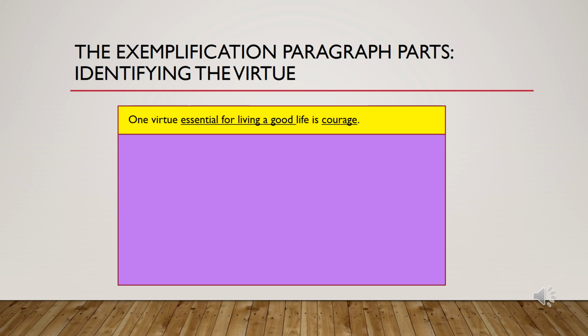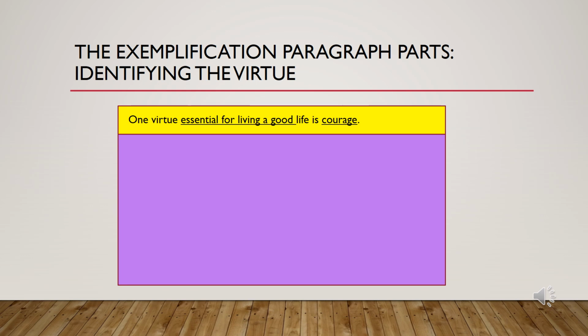Now let's move on to building the body paragraphs of the exemplification essay. The assignment for this essay is to identify three virtues essential for living a good life, and then using a comprehensive example, explain how that virtue lends itself to producing good effects in one's life.